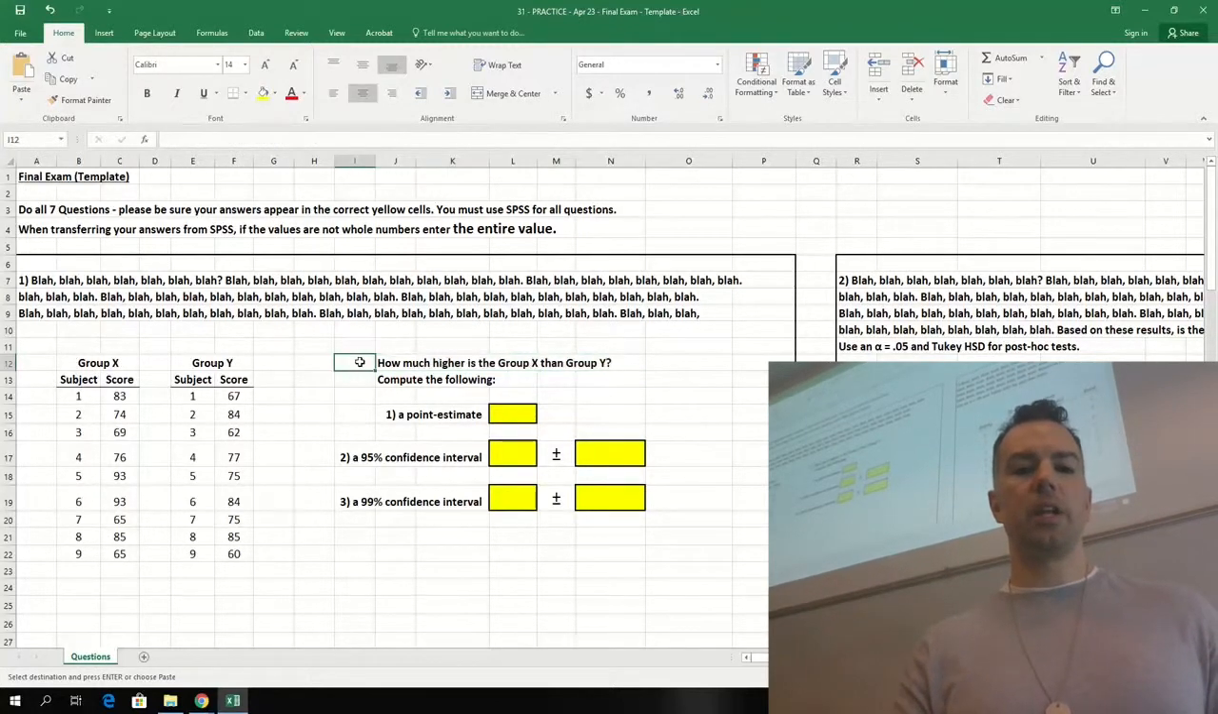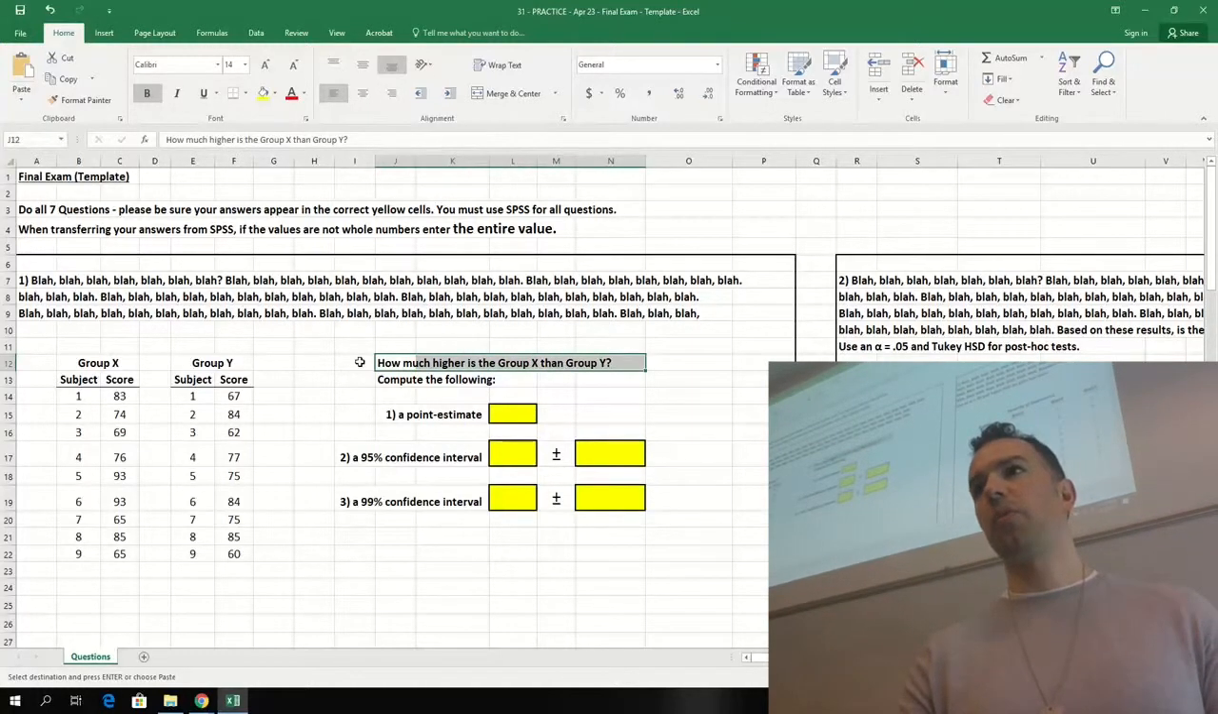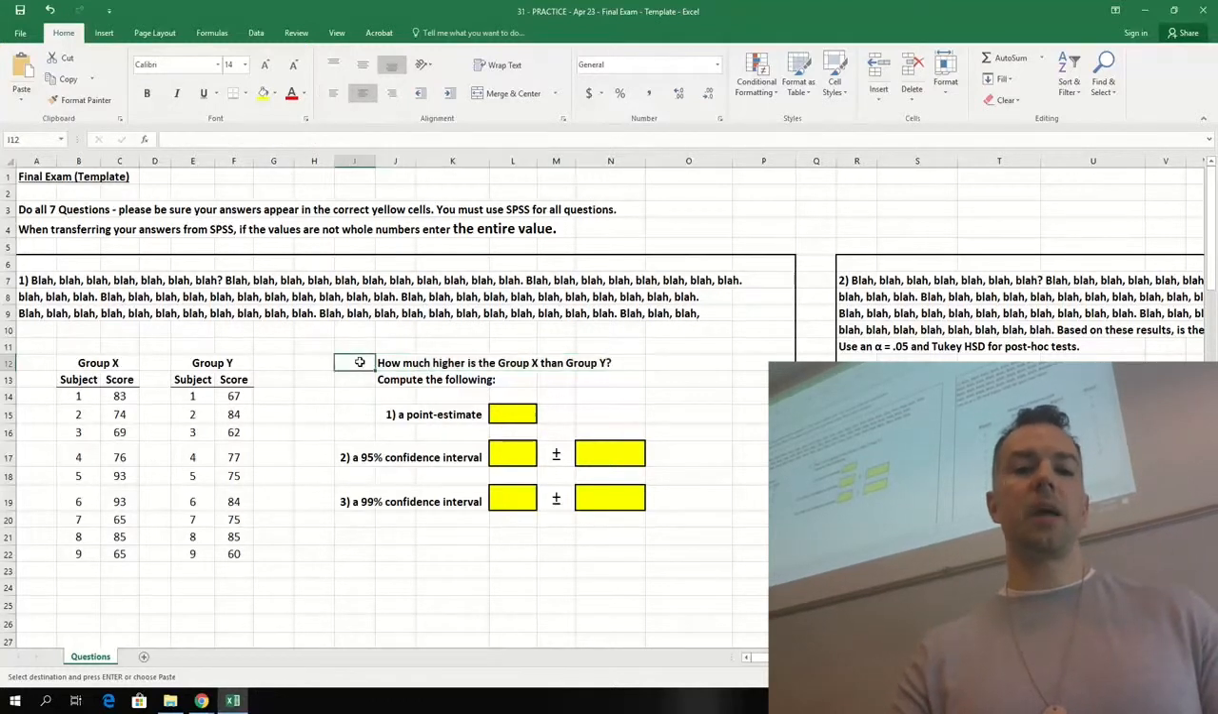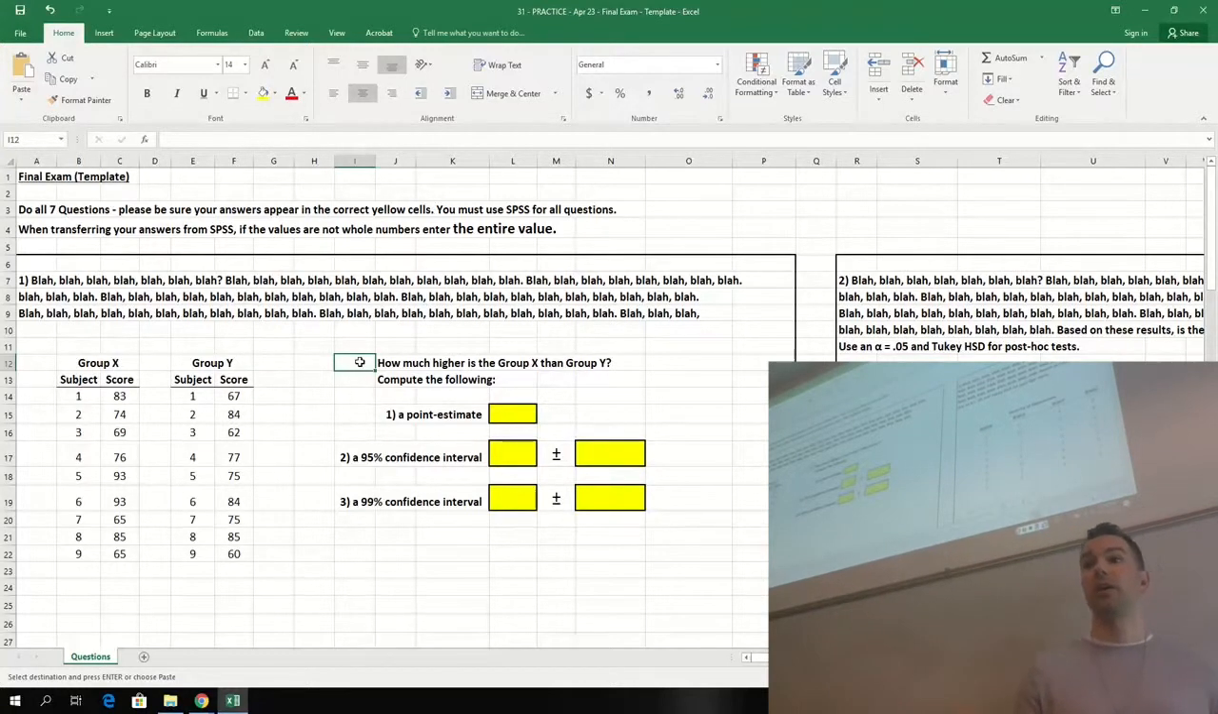So for this one here, it goes, how much higher is group X than group Y? That's asking for a difference, right? A separate confidence interval could ask you something like, how large is group X, right? Or how high are the scores for group X? So be on the lookout for that kind of language. If it's less, is it negative? If it's asking how much less is group X than group Y, you still want a positive number because that's how much less it is.